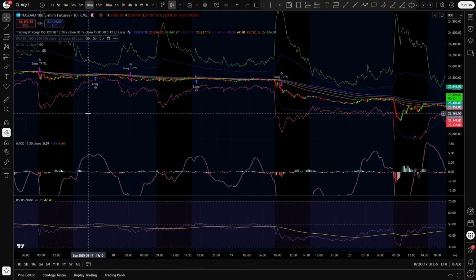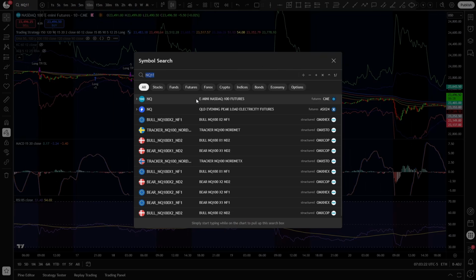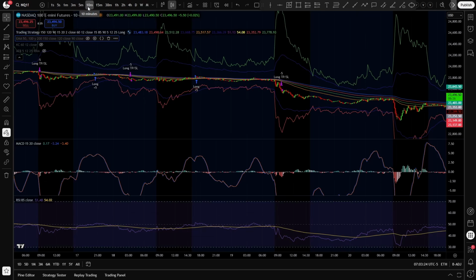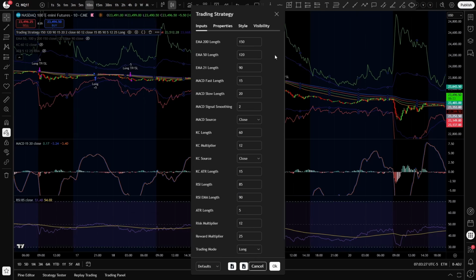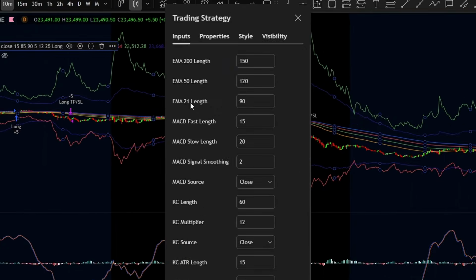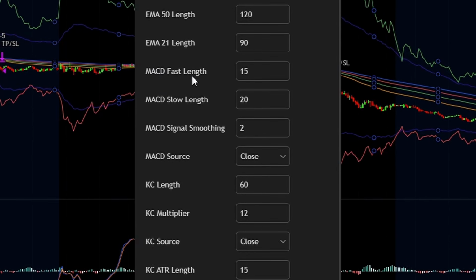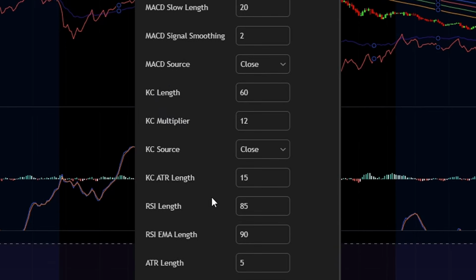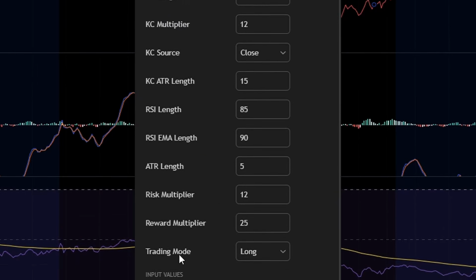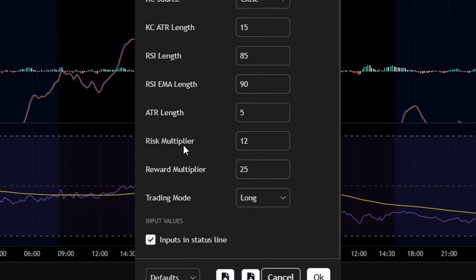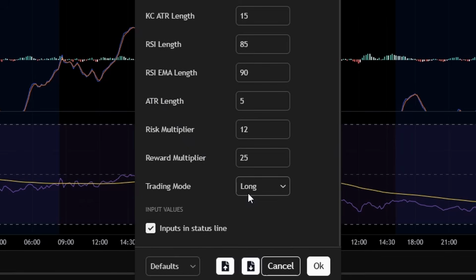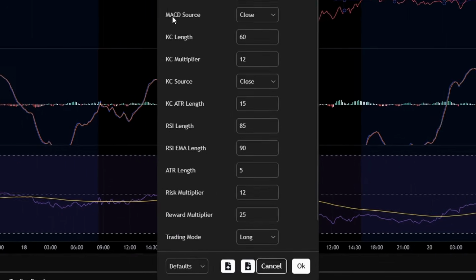Okay, so let's see the strategy. For this strategy, first set up the NQ1 on the 10-minute chart. The full strategy script will look something like this. You can set up all the different indicator settings here, like the 3 EMAs, the MACD for the double cross entry, the Keltner channels, the RSI filter, and the ATR-based stop loss and take profit levels. You can also choose to switch between longs only, shorts only, or both trading modes.